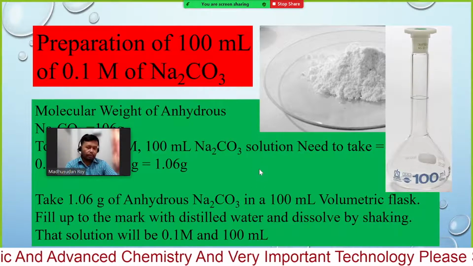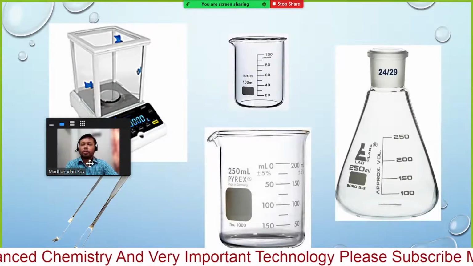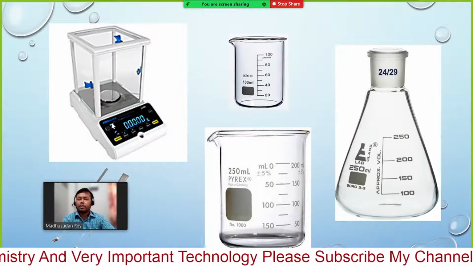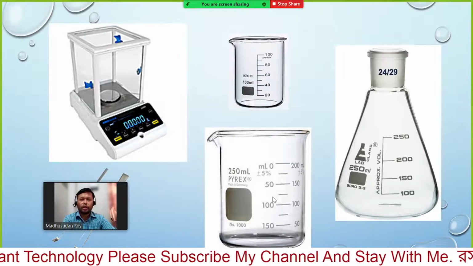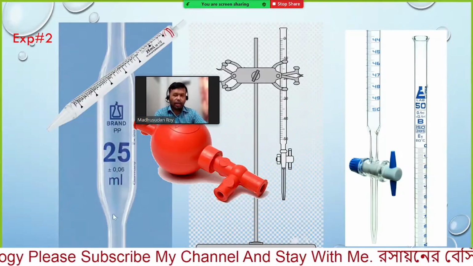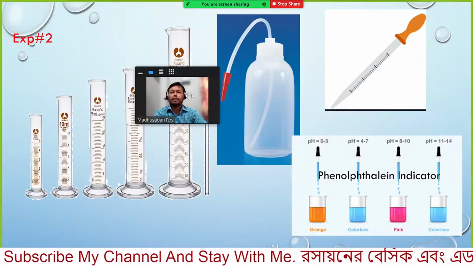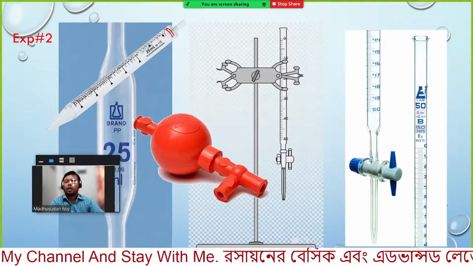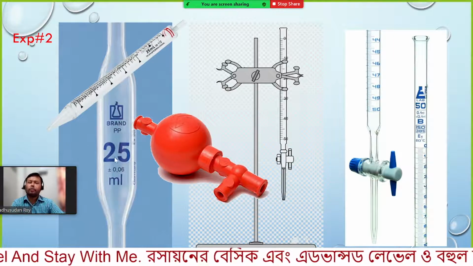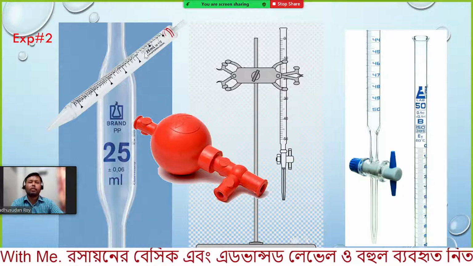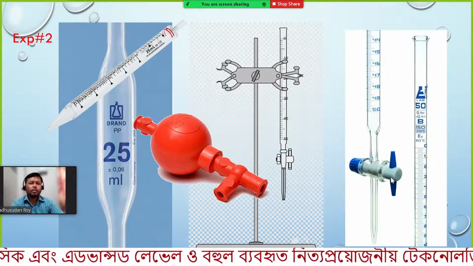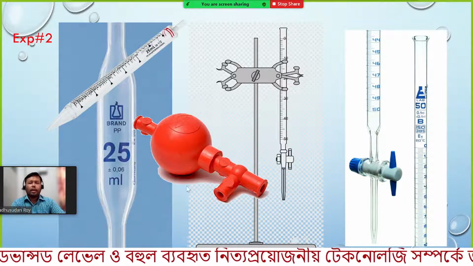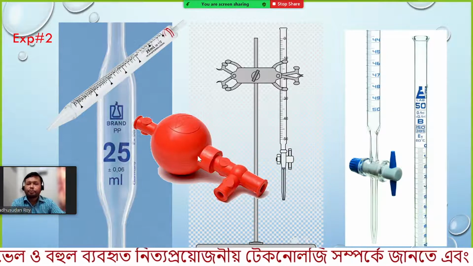This is our chemicals and apparatus, whatever we have mentioned: the balance, the beakers and conical flask, another beaker of 250 ml, and this is a spatula, and this is a pipette. It can have 20 ml or 10 ml, 25 ml or 10 ml. This is the burette also. So this is a clamp, and this is without clamp, and this is the pipette filler.